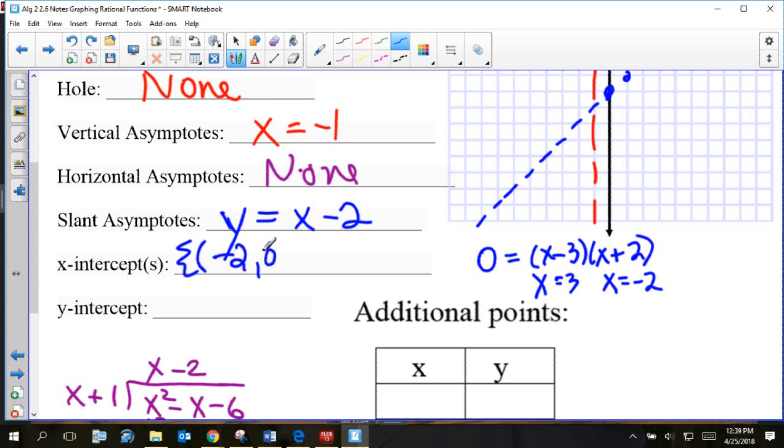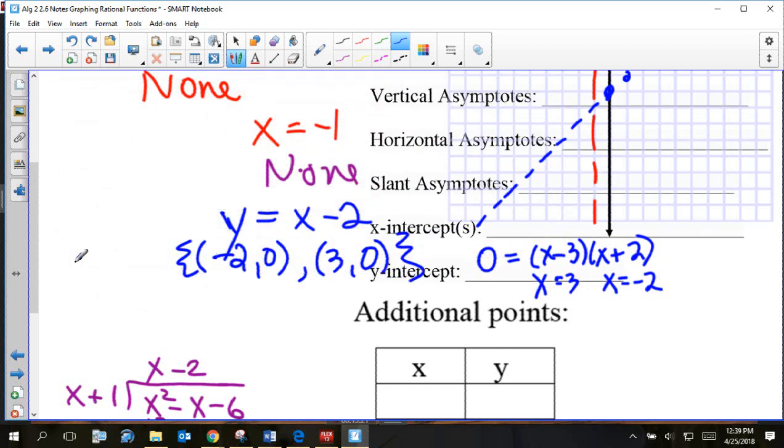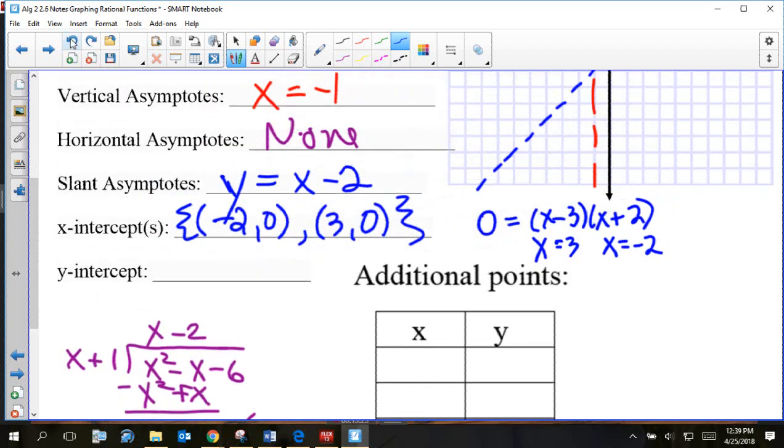I think some of us did not truly understand that on that quiz that we took last week. If it's intercepts, you're writing ordered pairs. If it's zeros, you just list them. Y-intercept, we plug in 0 for all the x's. I'm going to plug it into the original equation, which is 0 squared minus 0 minus 6 over 0 plus 1, so -6.